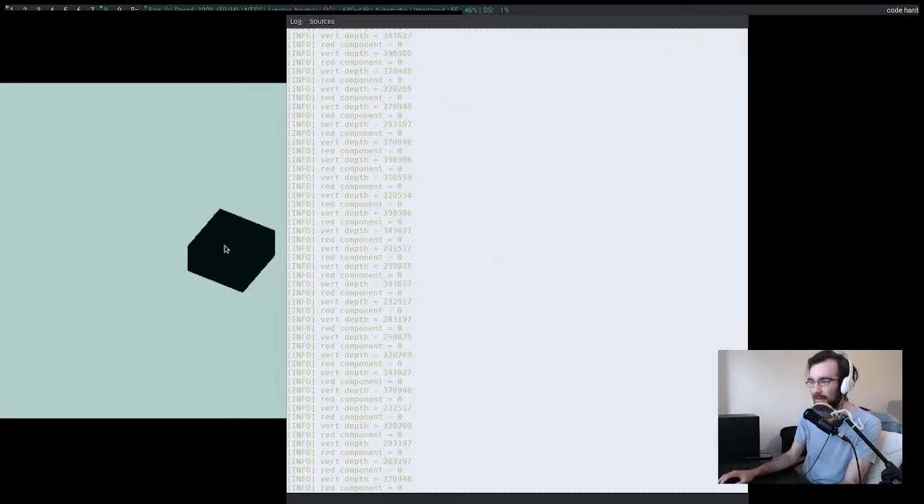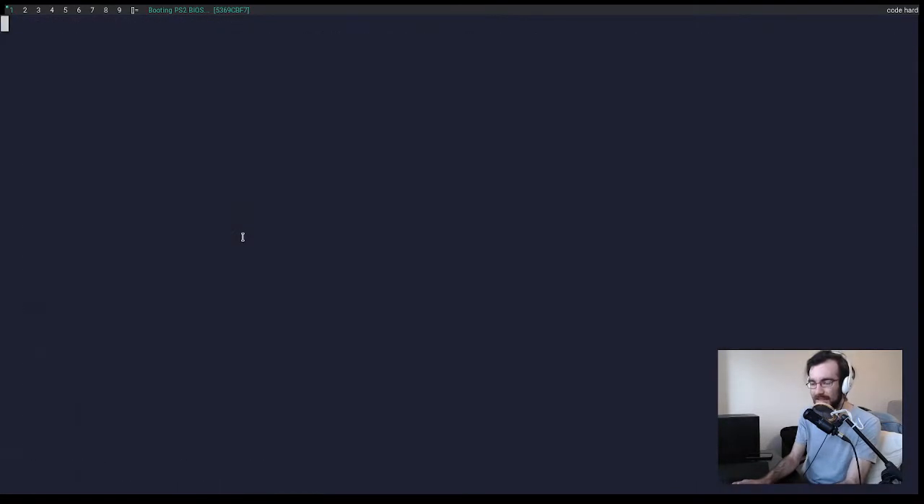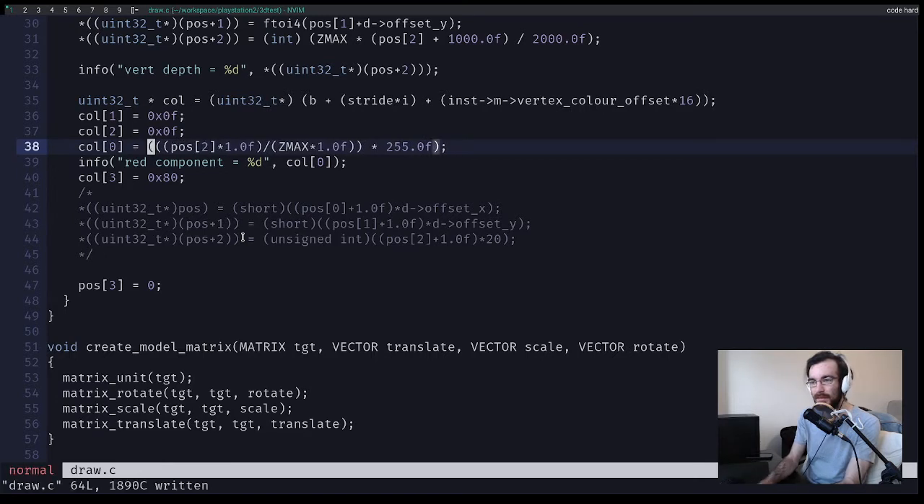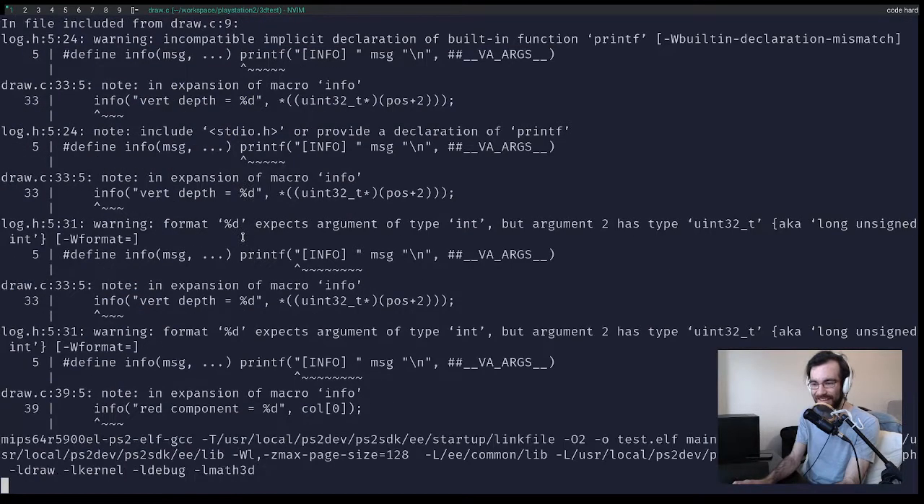And that still doesn't work. It still doesn't like our cast. It's got to be the cast at this point. Let's maybe say int. Let's see if that works.